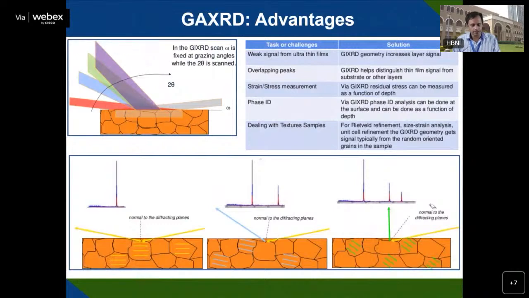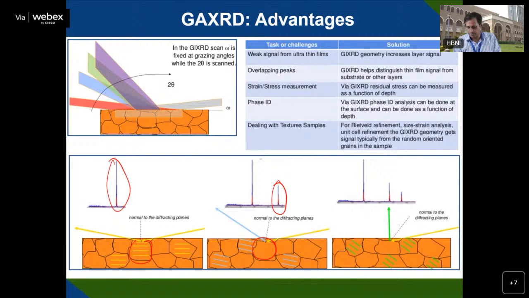So in grazing angle XRD, you can see here that we're varying the 2 theta, so you can get information of different crystal structures. You can see here that this is one crystal in the thin film. That is matching with your Bragg's law, satisfying it and giving a particular peak. But when you rotate your sample in such a way that the penetration depth changes, you will get another crystal here, and you will get an additional peak.